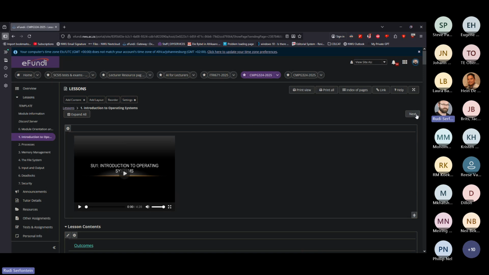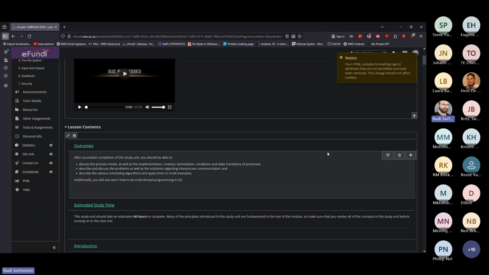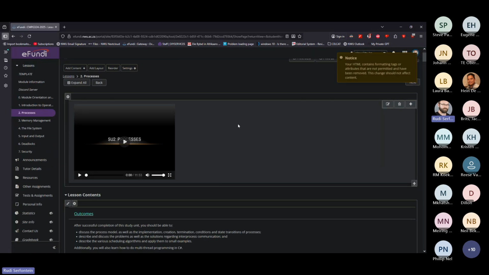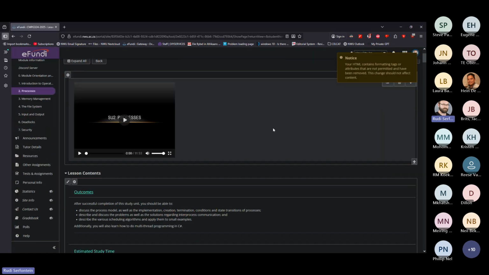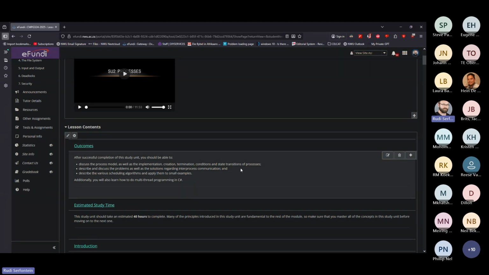Okay, then on to our second study unit on processes. Processes has the largest number of hours assigned to it. It's also one of the most important concepts in operating systems, so you'll get a fair number of questions from processes.